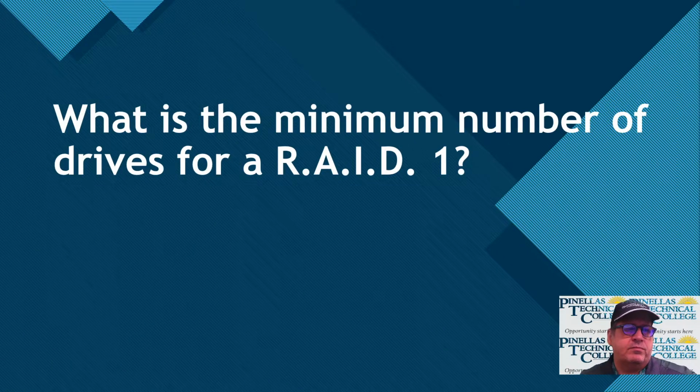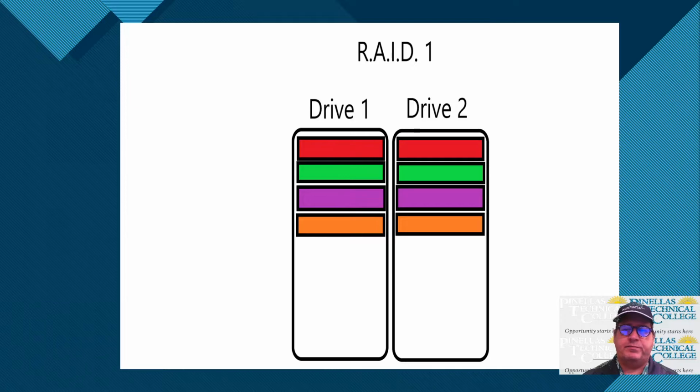So the minimum number of drives for a RAID 1, which we saw earlier is mirrored, is also 2 drives. But it writes on one drive. It writes the data to one drive and then mirrors it over to the other. Rather than striping it across both drives, it writes all the data that you're writing to drive 1, and then it creates an exact mirror of that drive on drive 2.